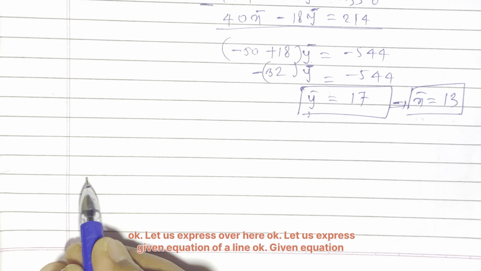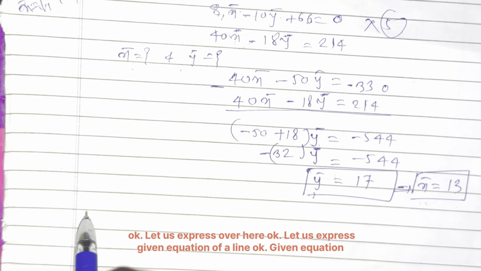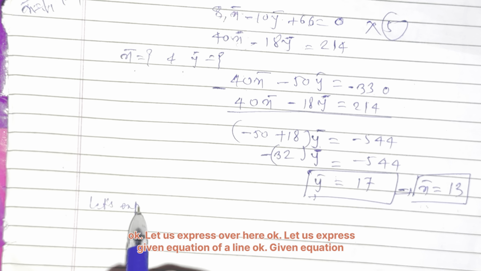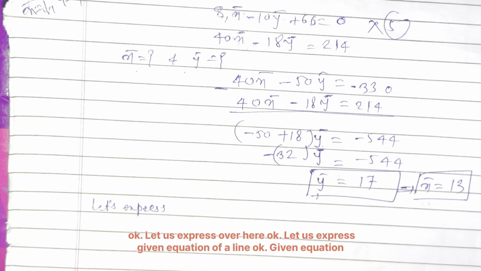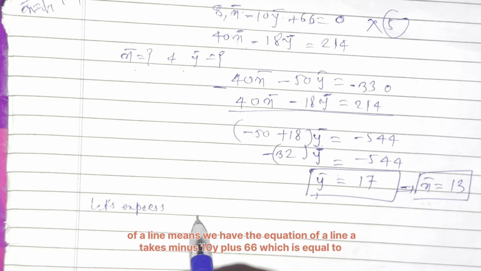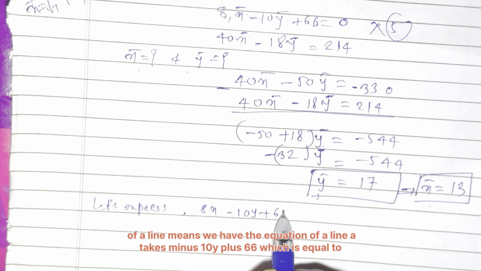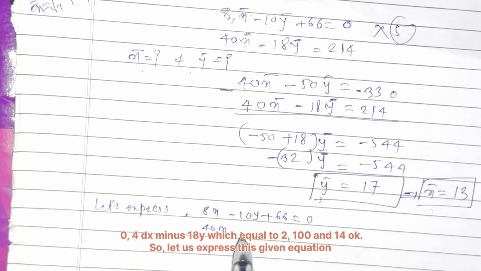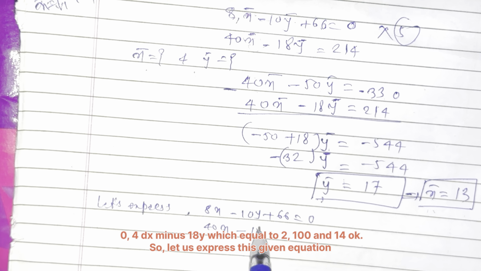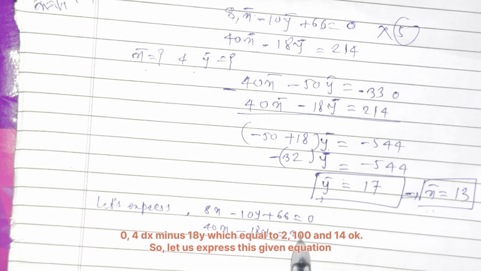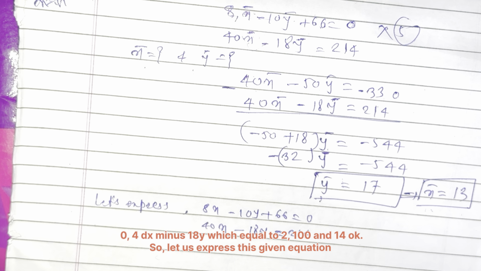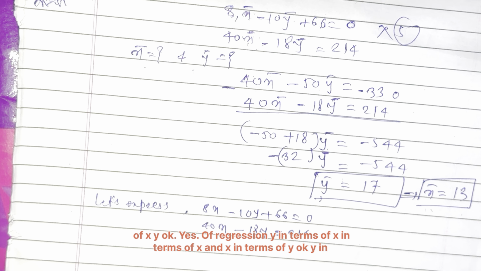Let me express over here the given equation of a line. Given equation of a line means we have the equation of a line 8x minus 10y plus 66 which is equal to 0, and 40x minus 18y which is equal to 214. So let's express this given equation in terms of y in terms of x and x in terms of y.